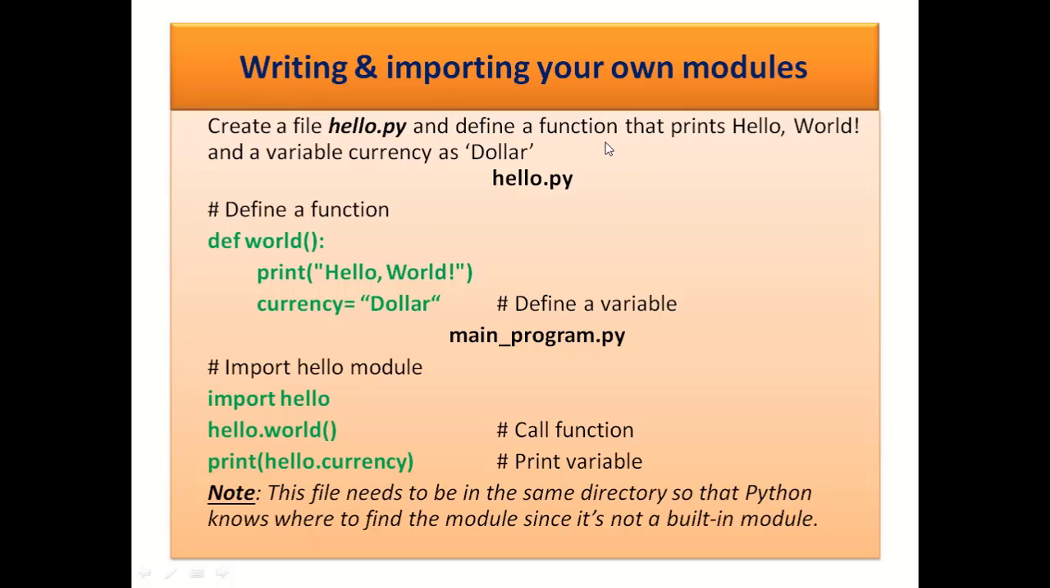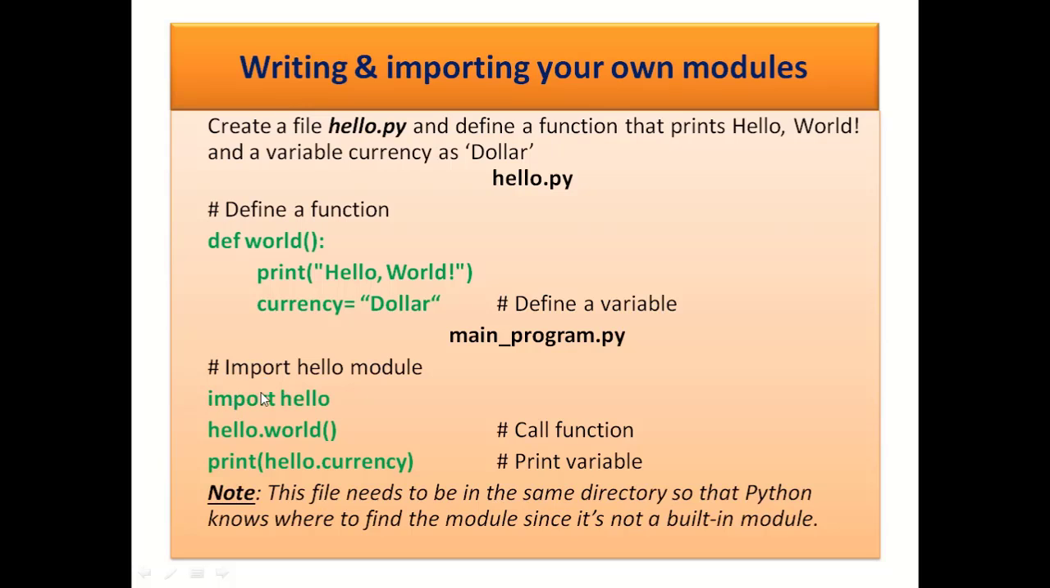Here is the last section, in which we are going to see how we can write and import our own modules. All those modules we were using in the earlier examples were inbuilt modules which are available with the Python library, whereas in this case we are going to write our own module and import it in our program. So here we are creating a file called hello.py, and we define a function def world with two statements: print hello world and currency is equal to dollar. We are assigning dollar to currency and printing hello world. This is the function definition that is written within hello.py, and here is our main program.py.